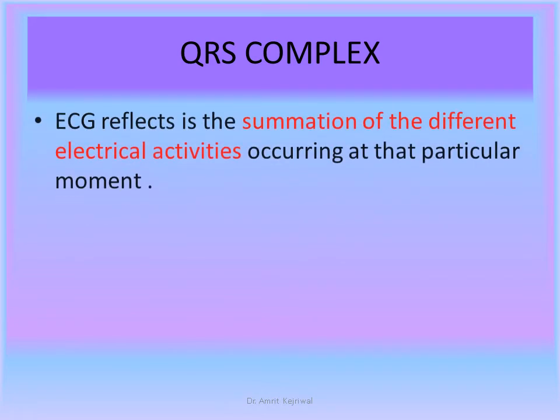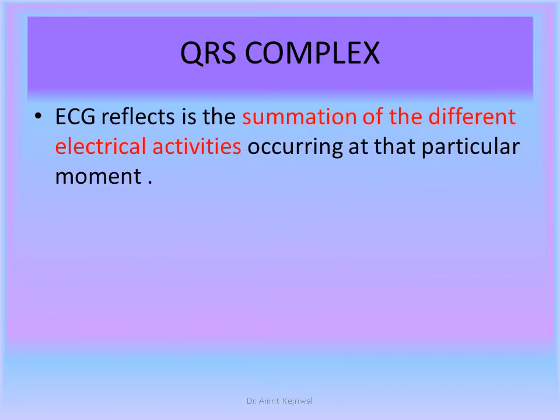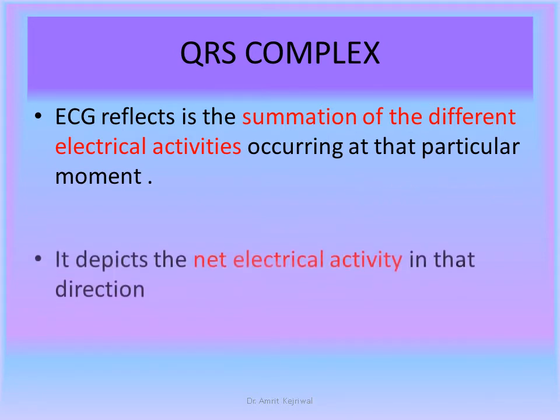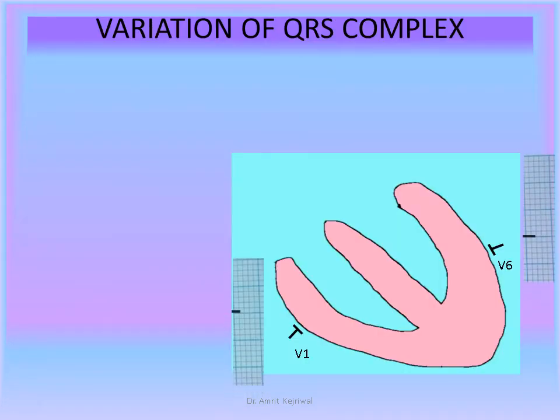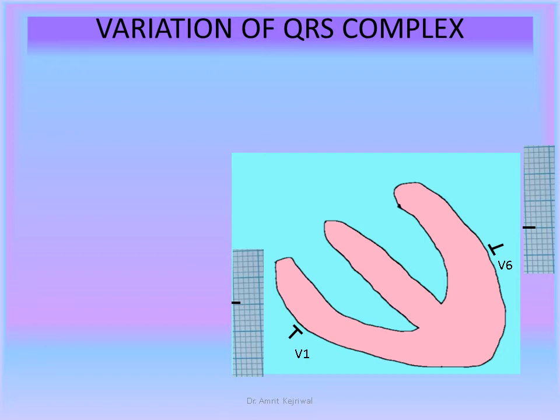Now coming to the QRS complex. The ECG reflects the summation of the different electrical activities occurring at that particular moment, and it depicts the net electrical activity in that direction. So we've got a heart over here. We've already kept V1 and V6, two ECG strips, one representing V6 and the left sided leads and one representing the right sided leads. So let us see what happens when the electrical impulse is conducted. So this is vector number 1.